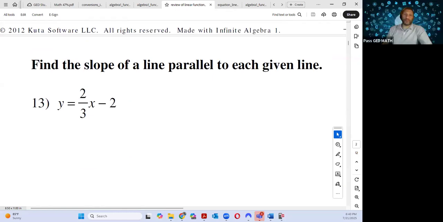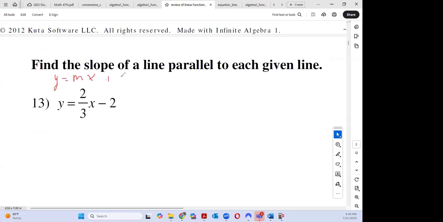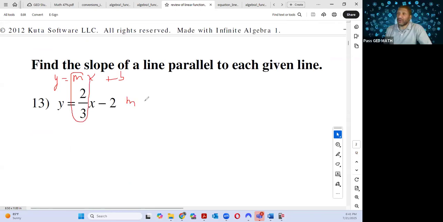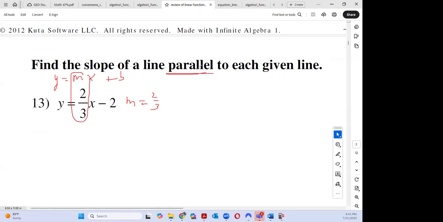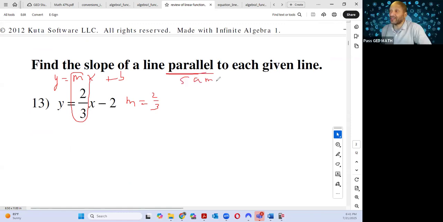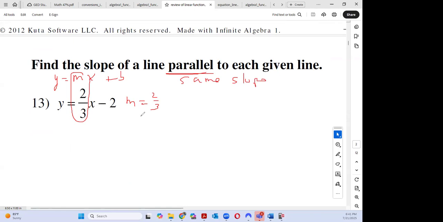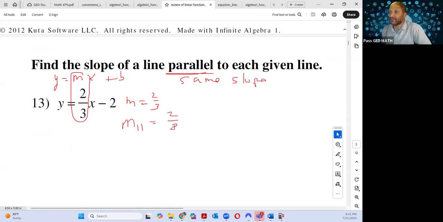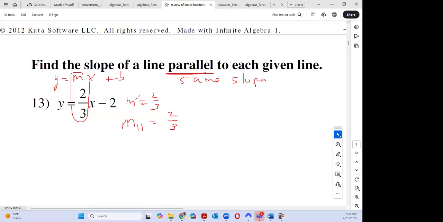Find the slope of a line that's parallel. My linear equation is in slope-intercept form. My slope of this line is 2/3. I know parallel lines have the same slope. So any line that's parallel to this line is also going to have a slope of 2/3.